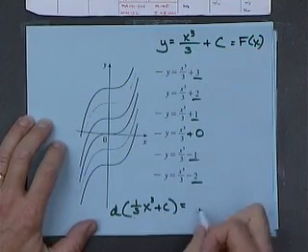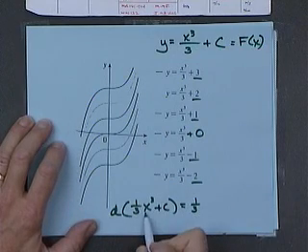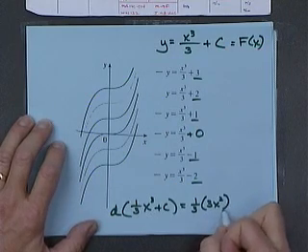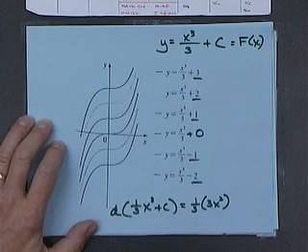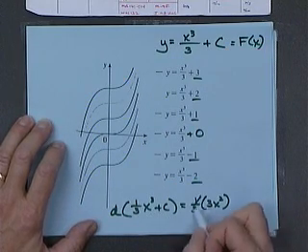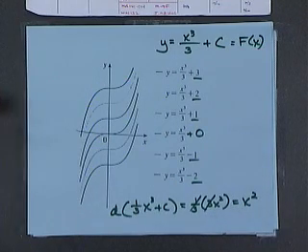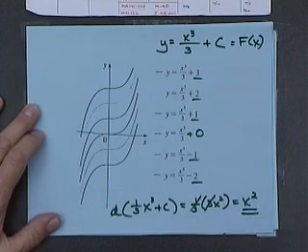What's the derivative of 1/3 x cubed? It's 1/3 times the derivative of x cubed, which is 3x squared. What's the derivative of the constant? 0. So the 1/3 and the 3 cancel. So all of these curves right here represent antiderivatives of a pretty simple curve, x squared.